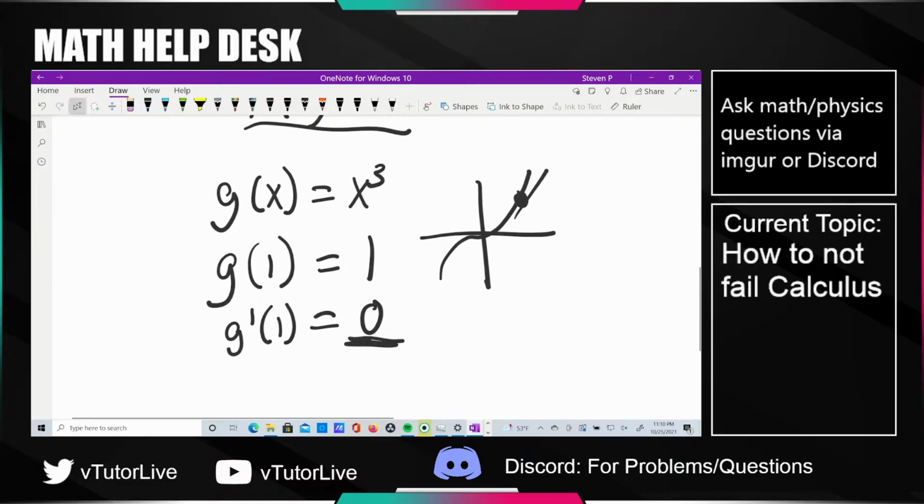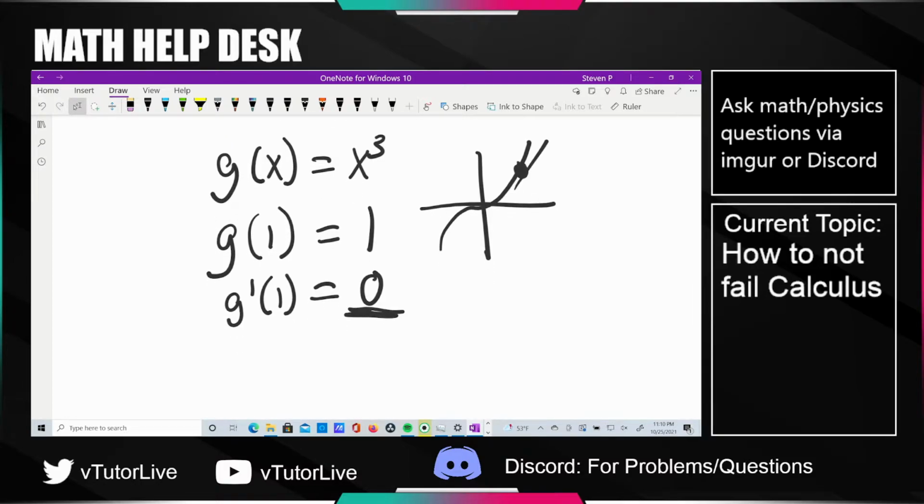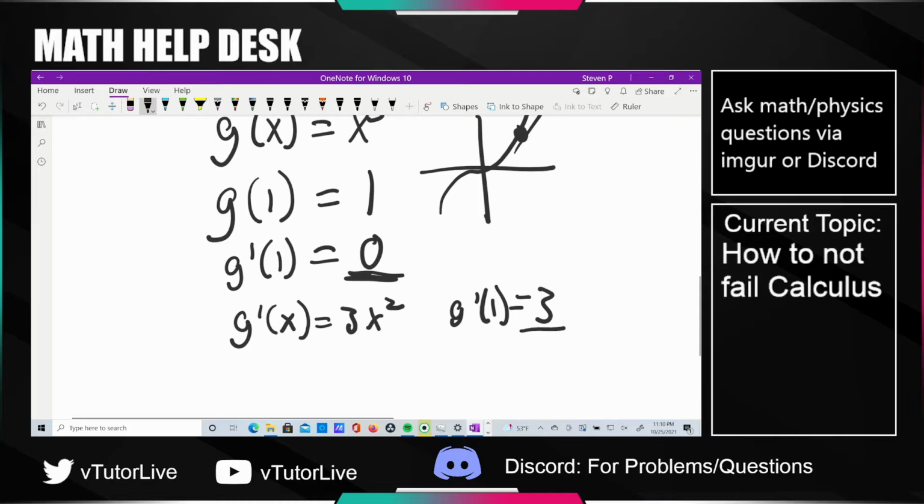And the take-home lesson from this is that you should never plug in a value of x before taking the derivative. The way you ought to do it for this particular problem is to first take g prime of x is equal to 3x squared. So that way, g prime of 1 is equal to 3. That's a perfectly reasonable positive slope, which, based on our rough image over here, seems to be probably correct.